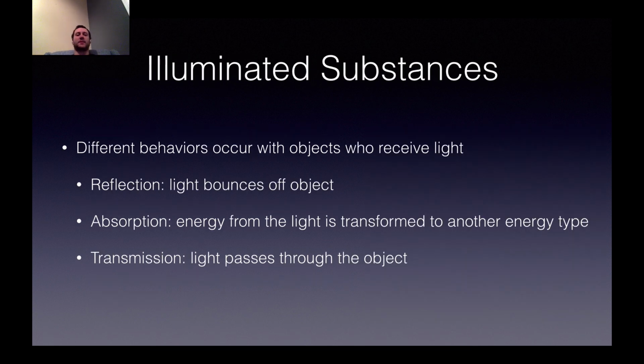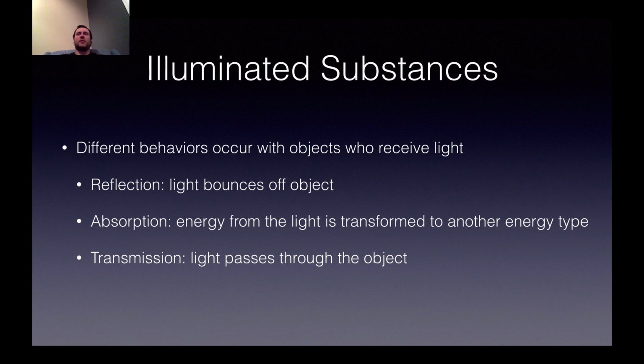Now, an illuminated substance, right? If something is receiving light, we have three different behaviors that light can do. Light can reflect, which means that light's going to hit the substance and bounce right off. It's not going to be accepted. The light could be absorbed, which means that light hits it. That light is then taken into that material, and that energy is converted into something else. Usually it's converted to heat.